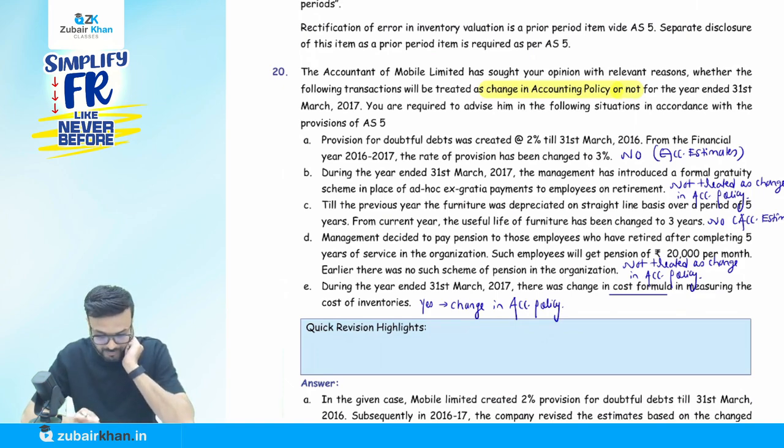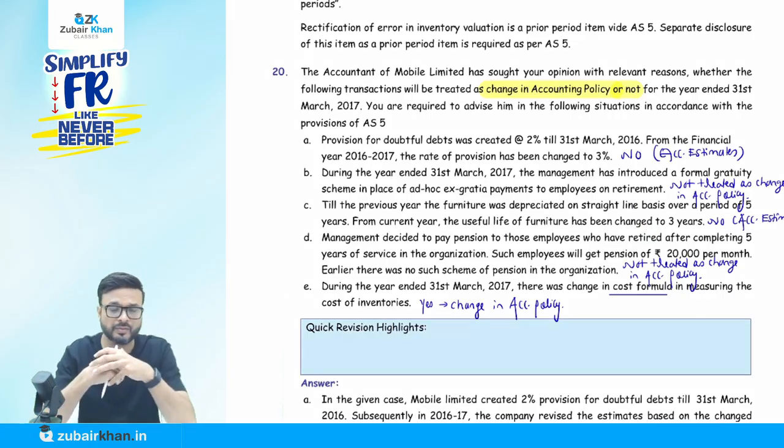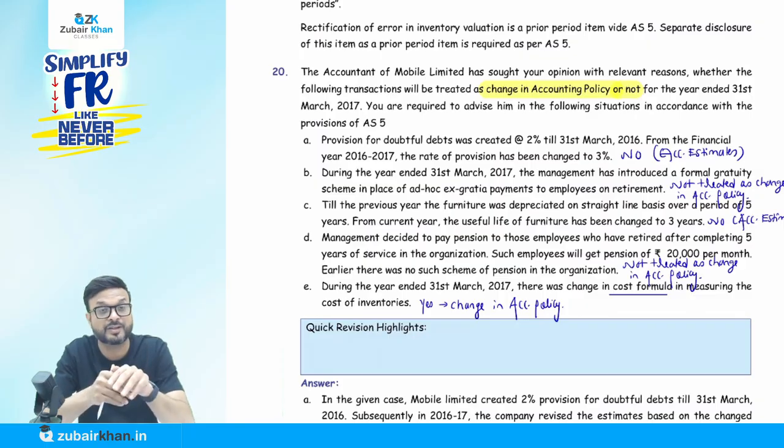Till the previous year, the furniture was depreciated on a straight line basis over a period of 5 years. From the current year, the useful life of furniture has been changed to 3 years. Previously we assumed the life of the asset is 5 years, now we assume that the life of the same asset is 3 years. So it is a change in accounting estimate, and it is not a change in accounting policy. It is a change in accounting estimate, which is very normal in business.